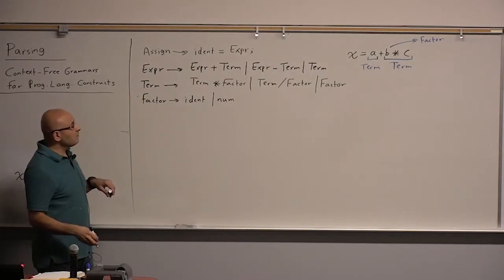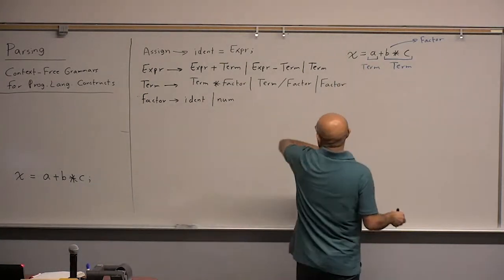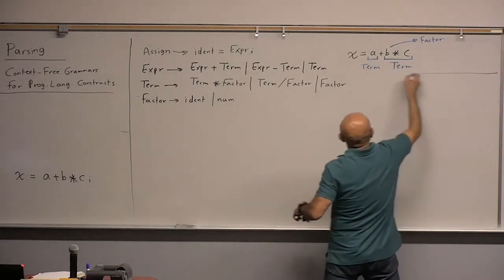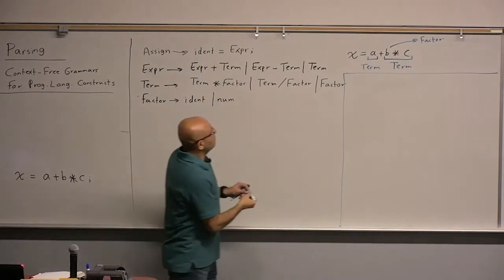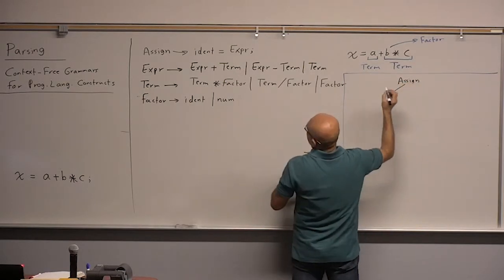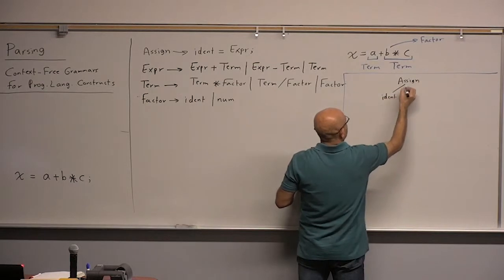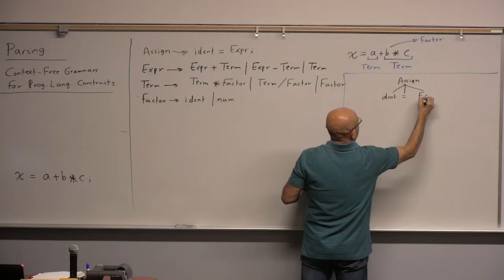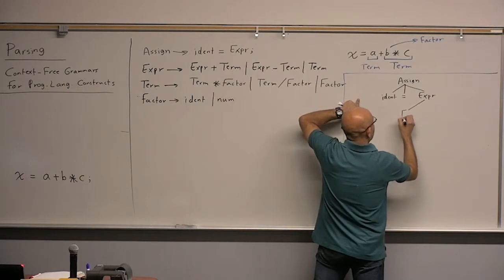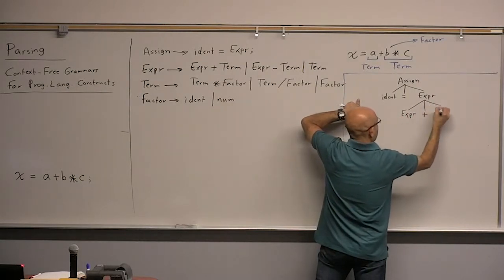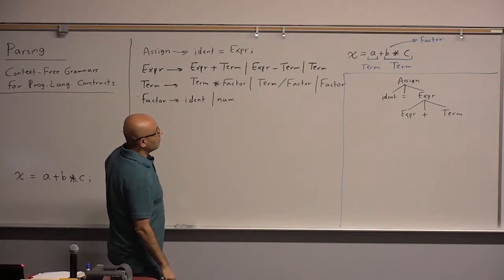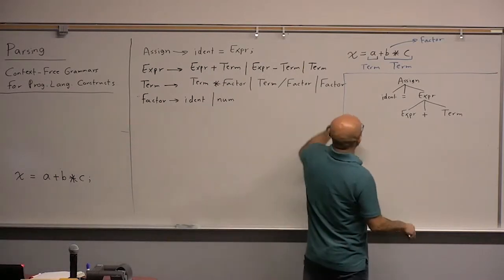Okay. So now let's do a derivation for this. X equals, let's do the derivation here. Okay. So now we have, the assignment part is easy. So it's an assignment. Then we have the identifier, equals, expression. And this expression is an expression plus term. Well, first expression goes to an identifier. So it's an expression plus term.